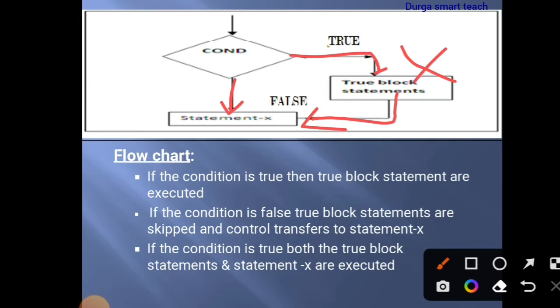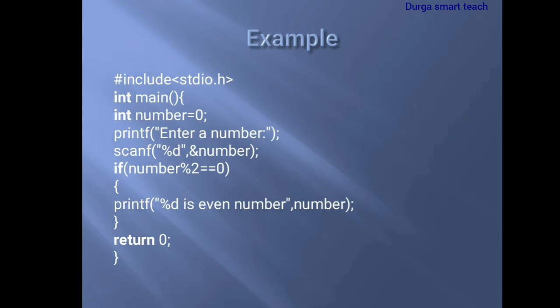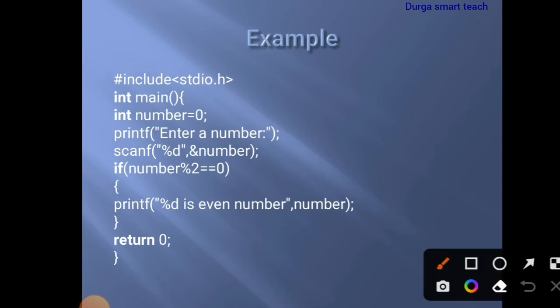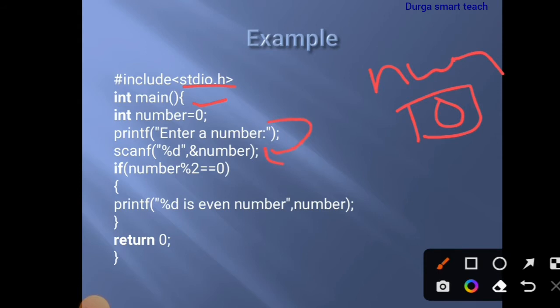Let's see the example program. #include <stdio.h>, int main. Here I am taking one number variable that stores 0. Printf enter a number. So we are asking the user to enter a number and we are storing it in the variable. Suppose the user enters the value 10. If number, that means 10, divided by 2.